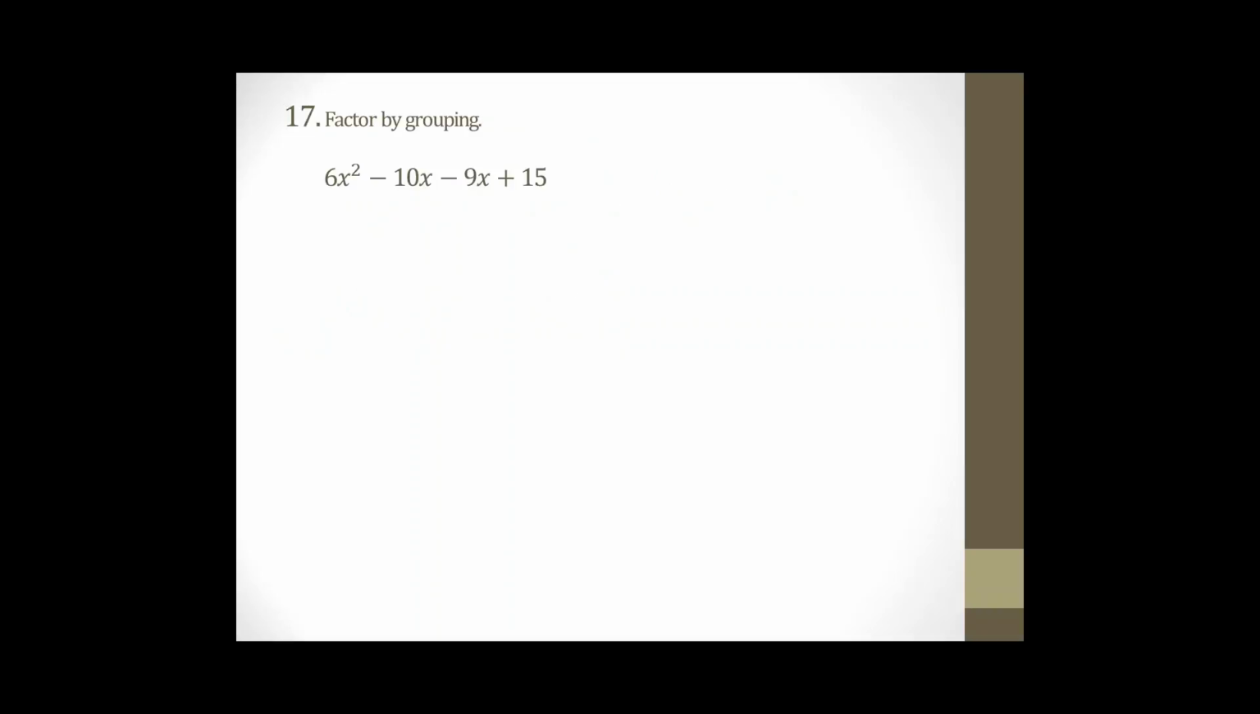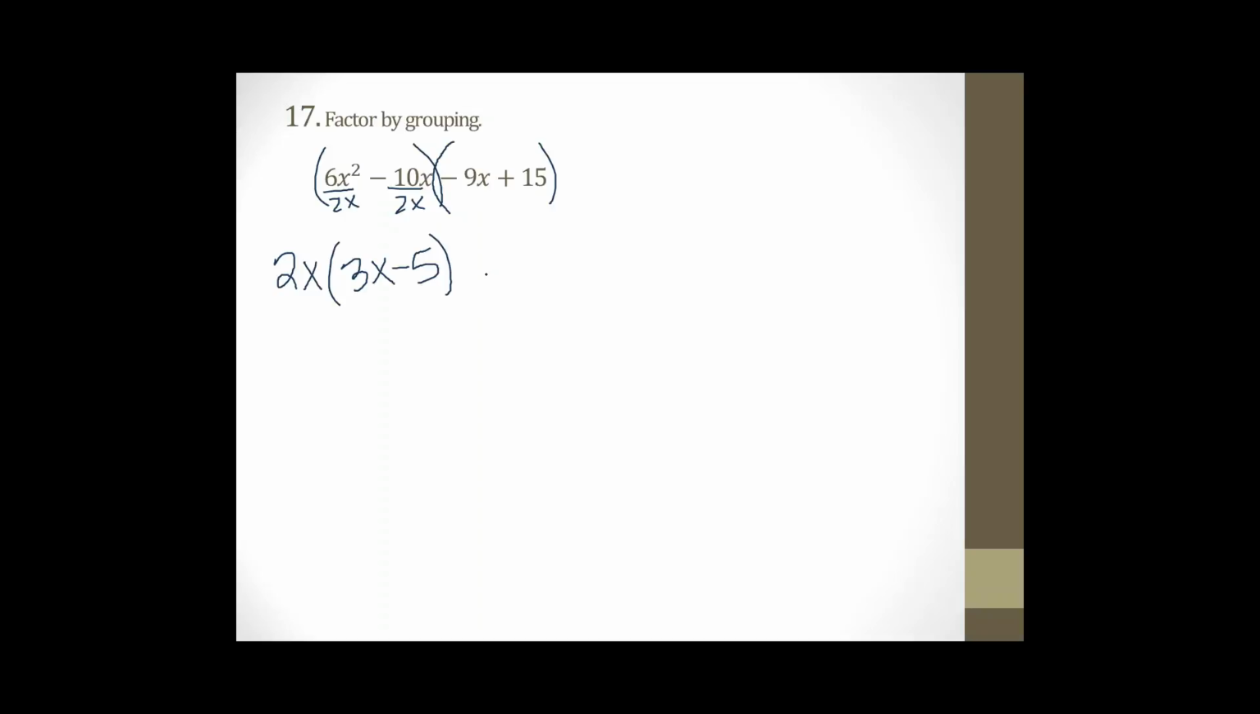17, factor by grouping. So we factor by grouping when we have 4 terms, which we have here. So we're going to start by grouping the first 2 terms, and then we're going to group the last 2 terms. Okay, so within the first group, factor out the GCF. So between 6x squared and negative 10x, the greatest common factor would be 2x. So we factor that out. We would have 3x minus 5.